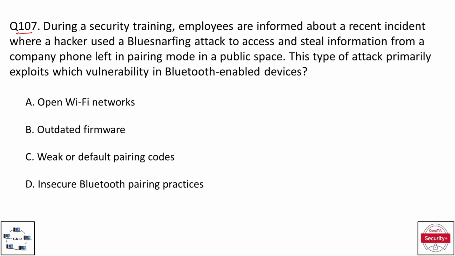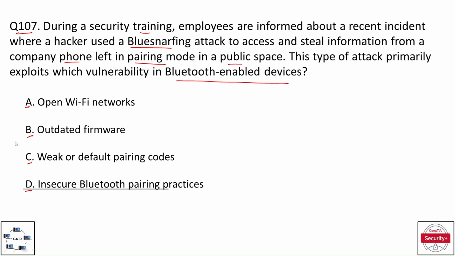Question number 107. During a security training, employees are informed about a recent incident where a hacker used a bluesnarfing attack to access and steal information from a company phone left in pairing mode in a public space. This type of attack primarily exploits which vulnerability in Bluetooth enabled devices? And the options are option A, open Wi-Fi networks, option B, outdated firmware, option C, weak or default pairing codes, and option D, insecure Bluetooth pairing practices.